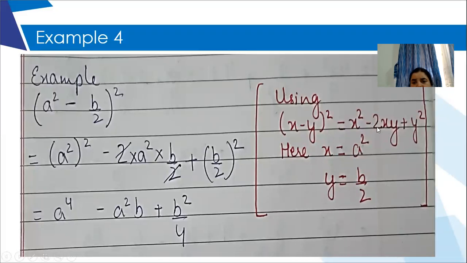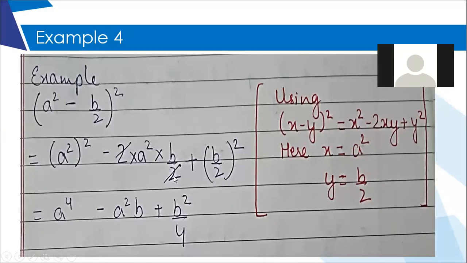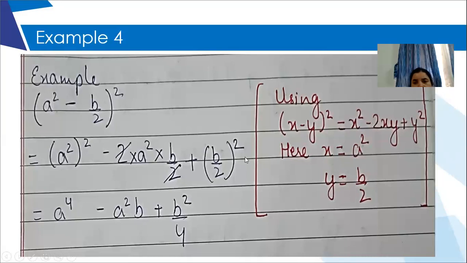After that, next term is minus 2 into x into y. So minus 2 is written the way it is. In place of x, I have written a square. In place of y, I have written b by 2. Then my third term is plus y square, so plus, in place of y, b by 2 whole square. It's very important to put bracket because the square will be applied to both numerator and denominator.